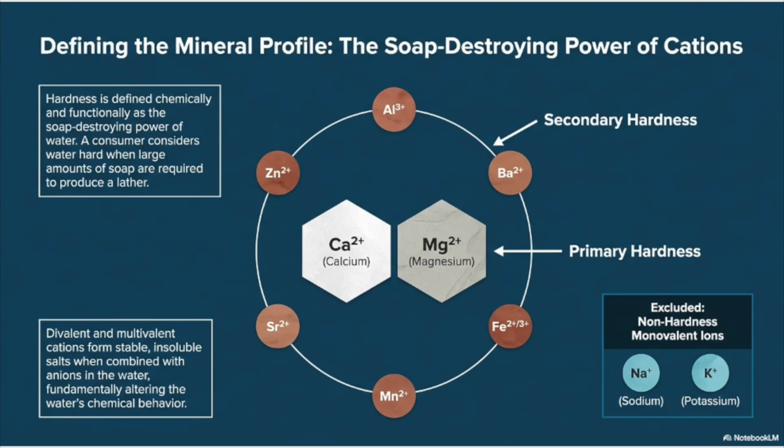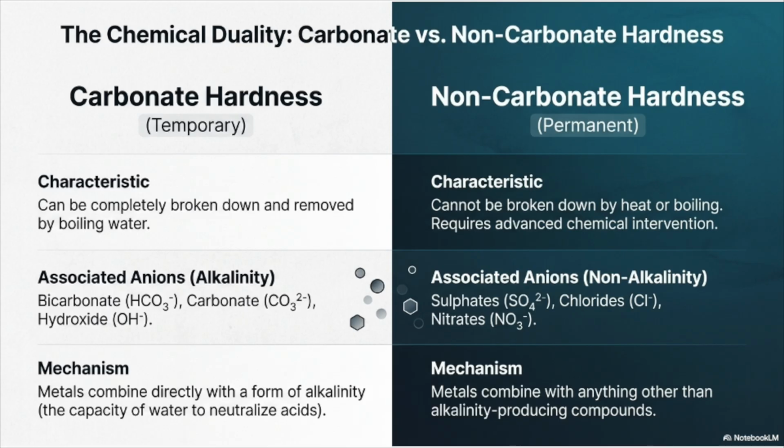These divalent and multivalent cations form stable, insoluble salts when combined with anions in the water, fundamentally altering the water's chemical behavior. Importantly, sodium and potassium are excluded from this hardness calculation, since they are monovalent ions and do not contribute to hardness. Now let us look at the chemical duality within hardness itself, which splits into carbonate and non-carbonate types.